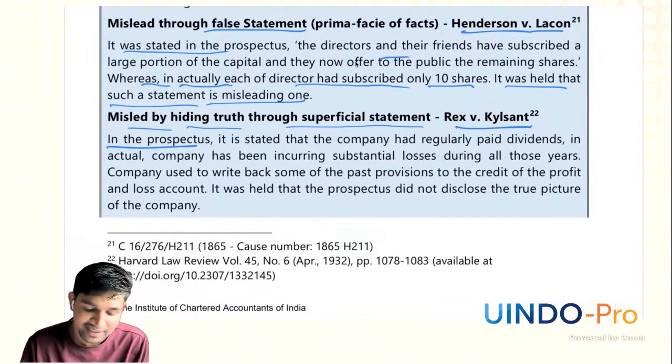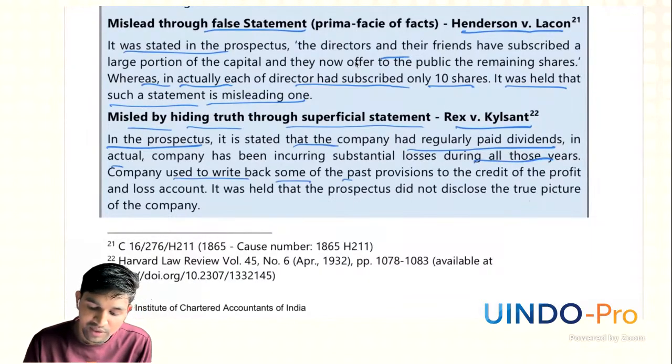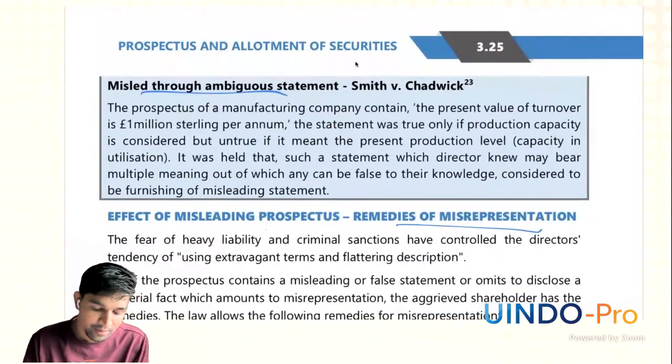Misled by hiding truth through superficial statement, Rex versus Kylsant. In the prospectus, it is stated that the company had regularly paid dividends. In actuality, the company had been incurring substantial losses during all those years. The company used to write back some of the past provisions to the credit of the profit and loss account. It was held that the prospectus did not disclose the true picture of the company.